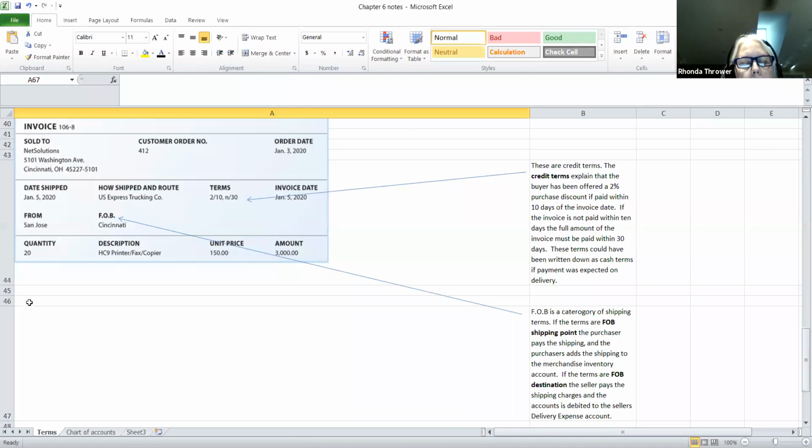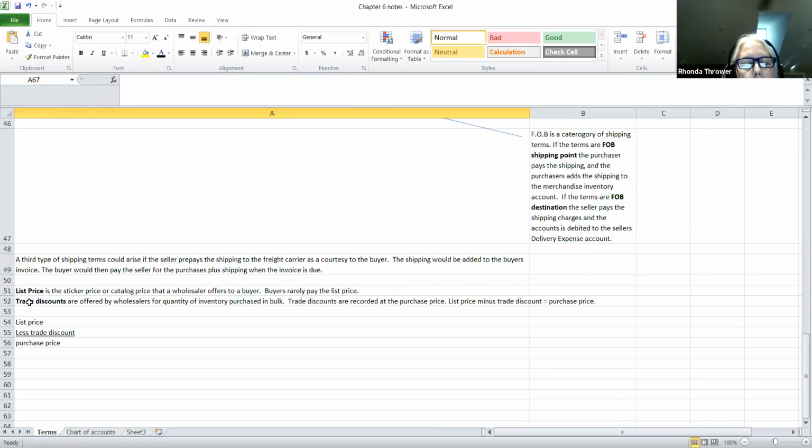Another term that you're going to run into on your homework problem that we're going to discuss in just a minute is list price. And list price is a sticker price, or sometimes it's called the catalog price, that a wholesaler would offer to a buyer. So when we're buying merchandise inventory, sometimes we'll go to a wholesaler to buy our merchandise inventory so that we can turn around and sell it to our customers. Buyers rarely ever pay this list price. It's just basically an amount to go by.